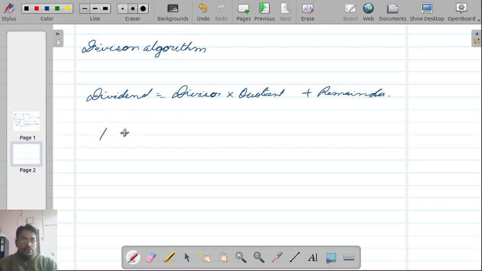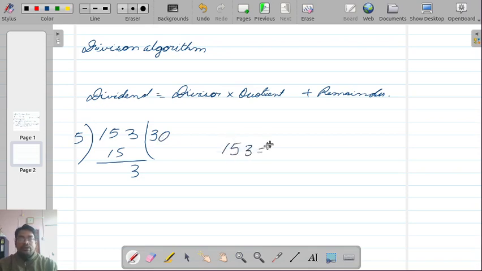I hope everyone remembers. Once you do the division, say 153 divided by 5, 5 times 3 is 15, and then 3 comes here, so it's not divisible. So 153 can be written as 5 into 30 plus 3. This is the dividend, this is the divisor, this is the quotient, this is the remainder. The remainder has to be strictly less than the divisor.